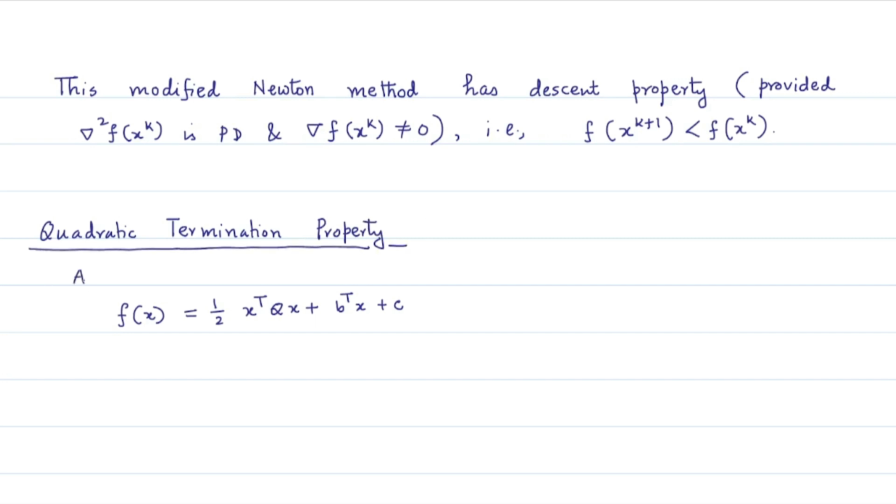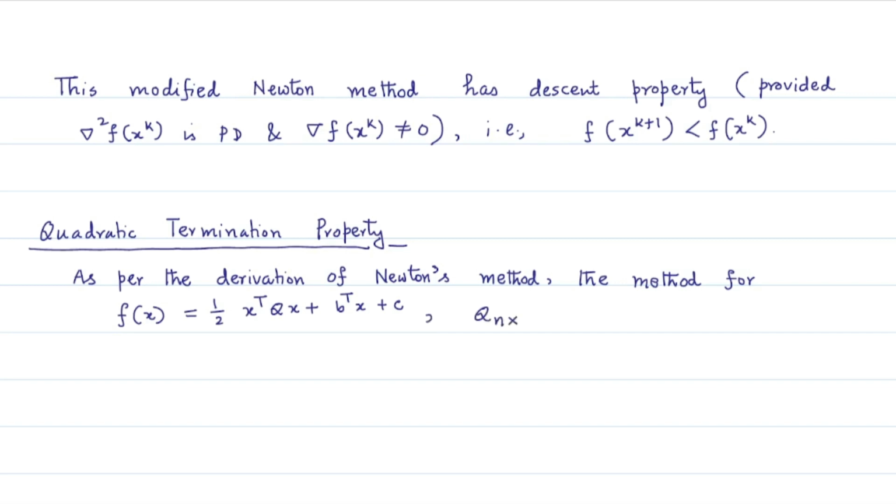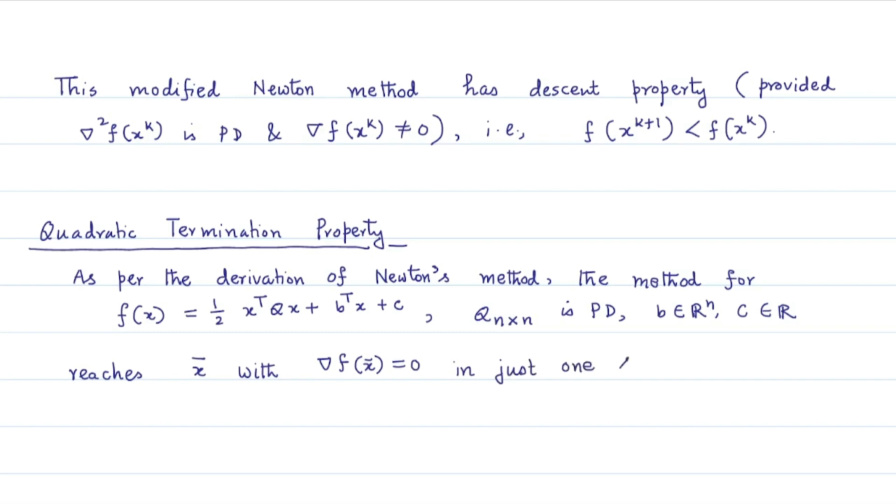We neatly write that, as per the derivation of the Newton's method, the method for the function f(x) where Q is a positive definite matrix reaches the point x bar with grad f(x bar) equal to 0 in just one step, starting from any arbitrary initial point x naught in the n-dimensional Euclidean space. Here this matrix Q is a positive definite matrix, and we assume that it is also symmetric.